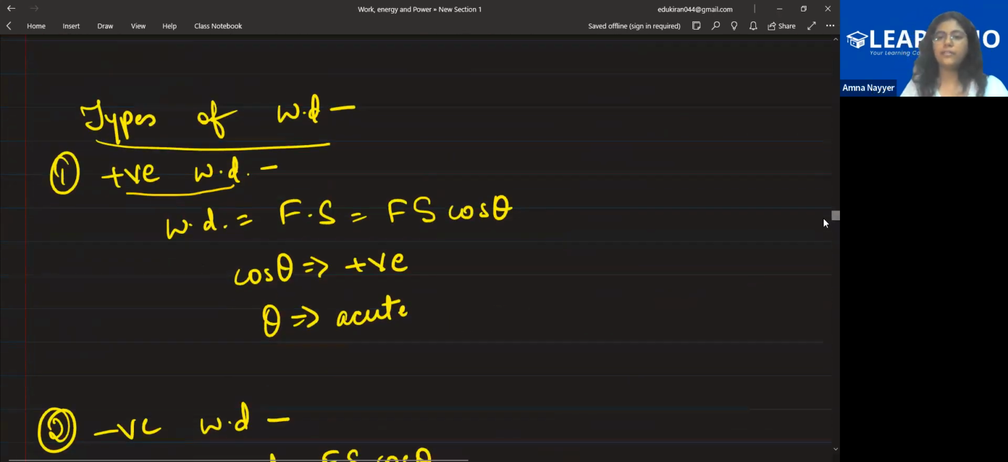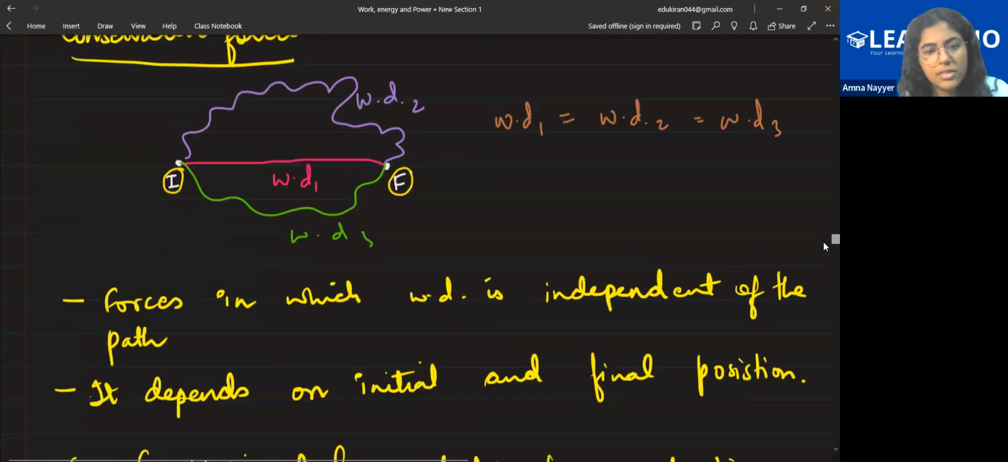Types of work done also we have done. We've seen that positive work done is there, negative work done is there, and zero work done. Positive work done means our angle is acute, theta is less than 90 degrees, between 90 and 0 degrees. Negative work done means the angle is obtuse, between 180 degrees and 90 degrees. And zero means either it is exactly 90 degrees, or your force is zero, or your displacement is zero, something which makes the ultimate formula zero. So this was what we have done.